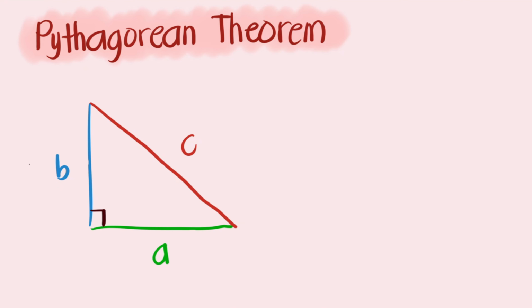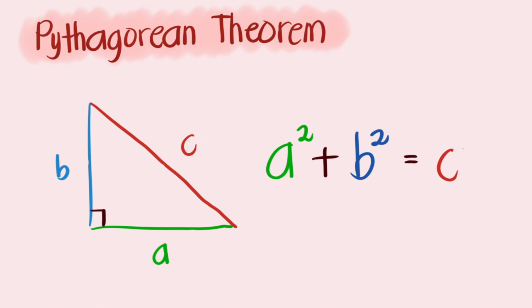The general formula that we're going to use will be A squared plus B squared is equal to C squared. The square of side A plus the square of side B is equal to the square of side C. Or the sum of the squares of the legs is equal to the square of the hypotenuse. Now, whenever the lengths of two sides are given, we can always solve for the third side.